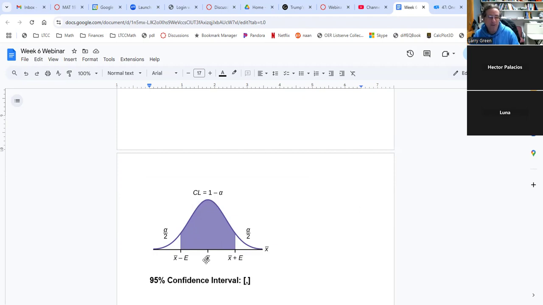Then what we're going to do is ask, how confident do we want to be? For example, if you were in charge of a news station, how confident do you want to be? You can't be right 100% of the time, but what percentage of the time do you want to be right? What's your thought?